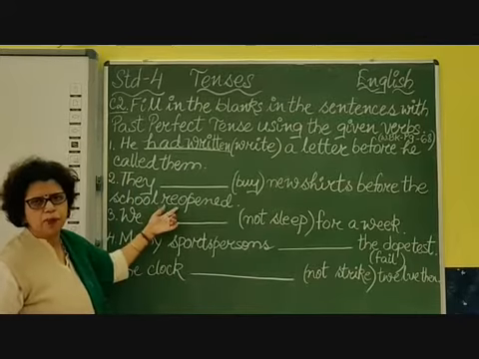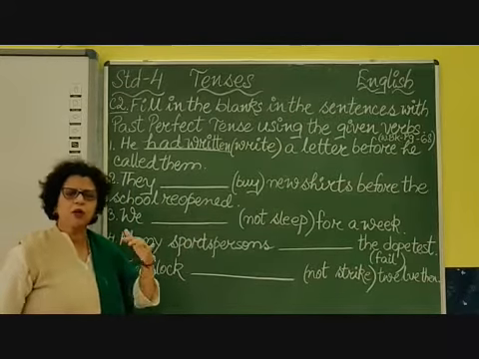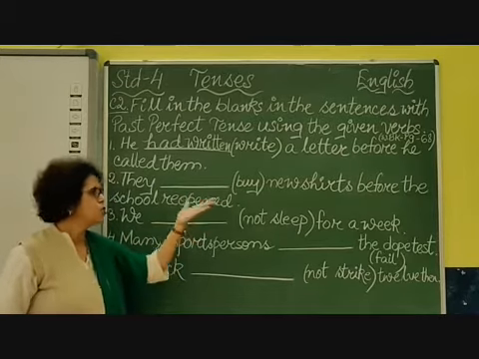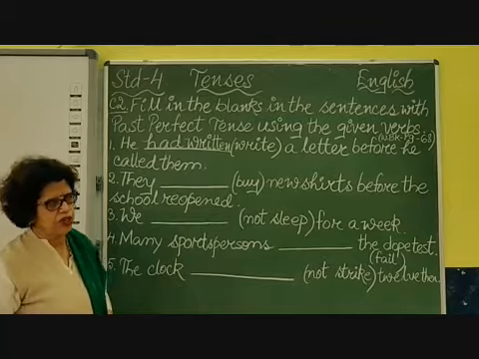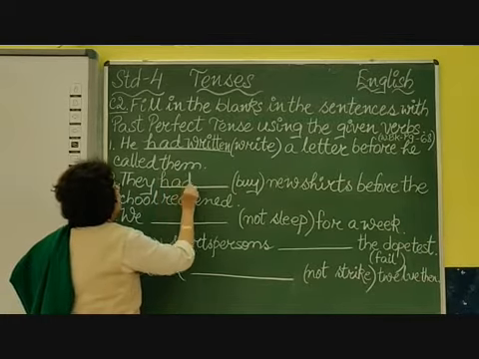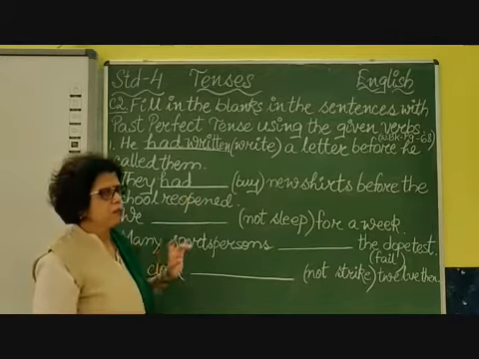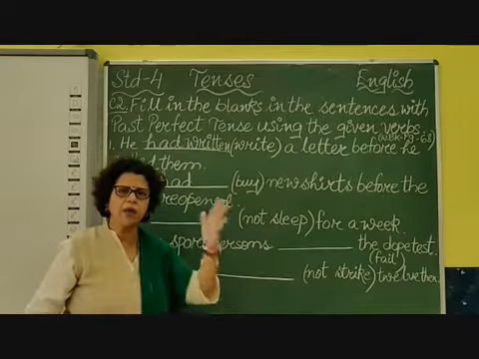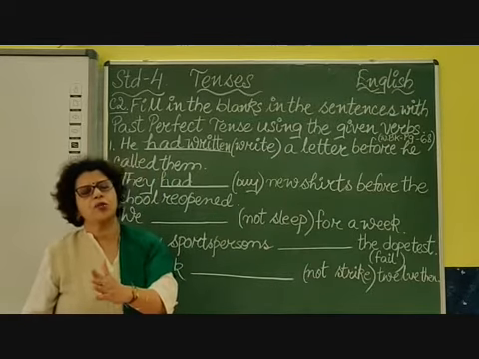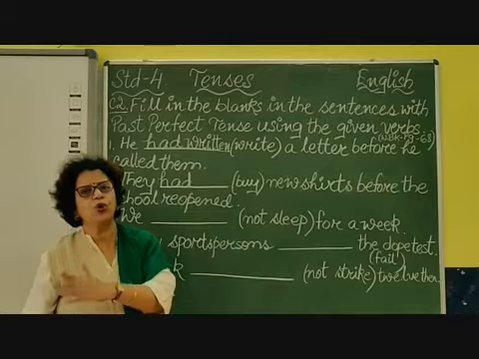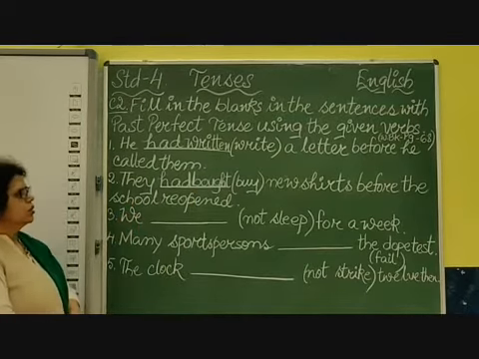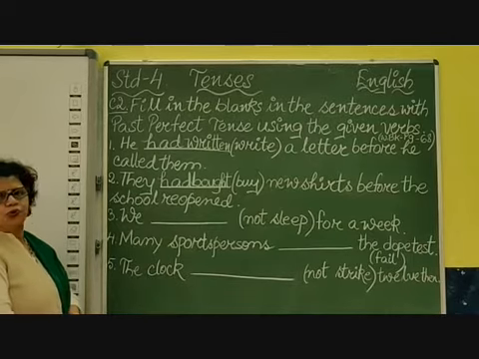So this is in simple past because this is the second action. Both the actions completed in the past, but this was done ahead of them. So we have to use the past perfect tense. In past perfect tense, you have to use first had and then the past participle form of the verb buy. Buy, bought, bought. Buy, bought, and past participle also bought. B-O-U-G-H-T, bought. So they had bought new shirts before the school reopened.